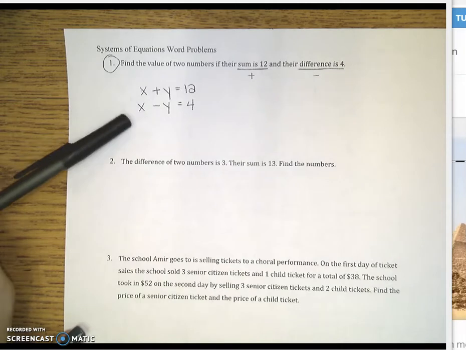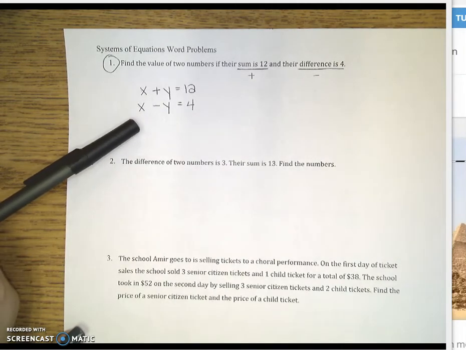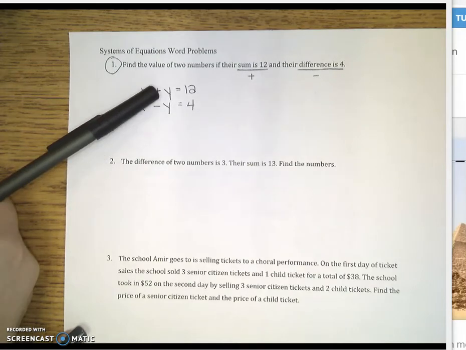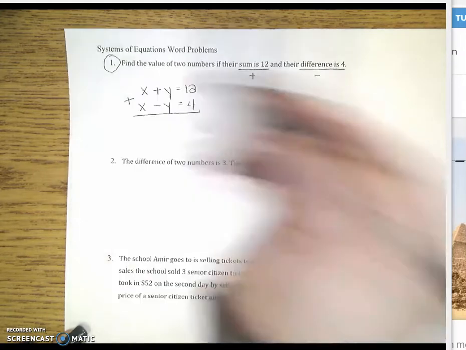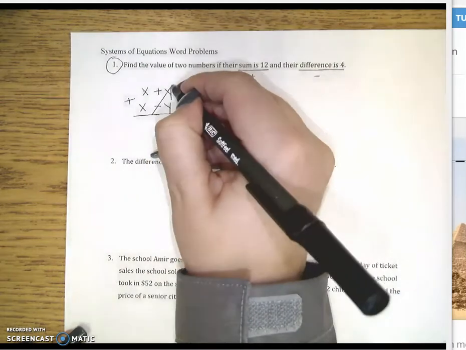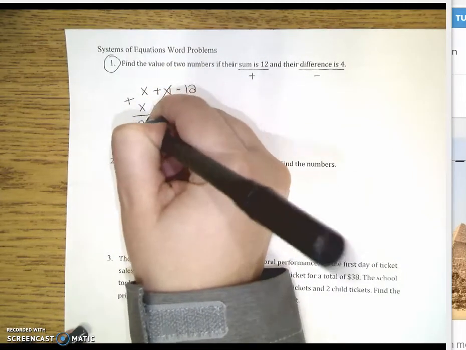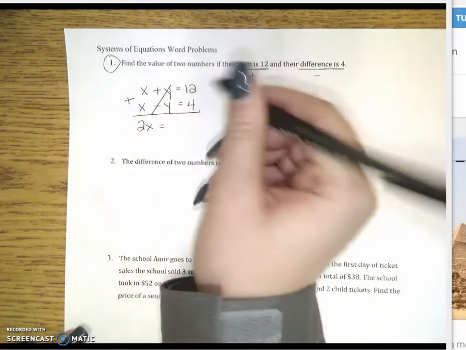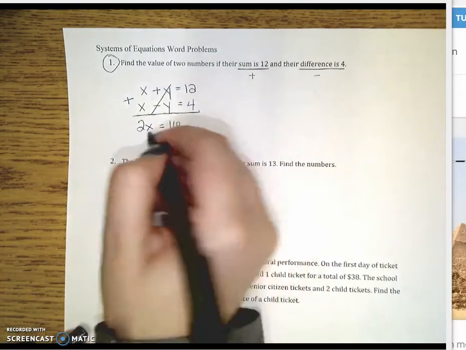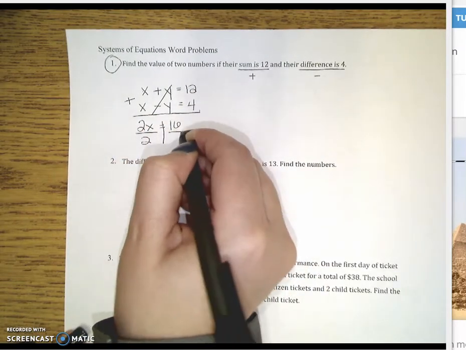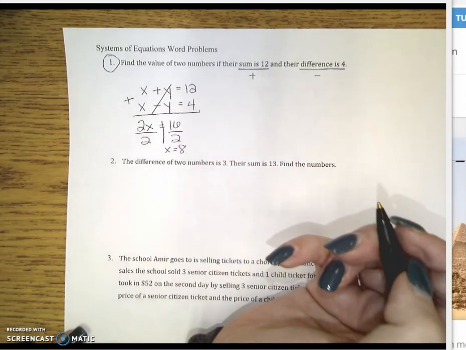First thing we need to check for is a zero pair. X plus x would give me 2x, so that's not a zero pair. But y plus negative y is a zero pair, so I don't have to do any multiplication. I can just add straight down. So x plus x is 2x. Y and negative y cancel out. 12 plus 4 is 16. Divide both sides by 2 to get x equals 8.